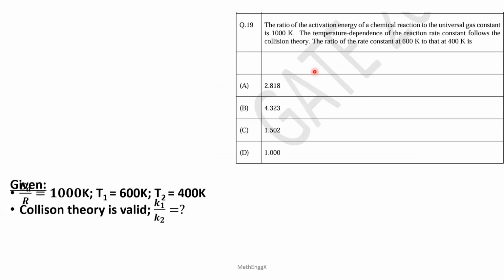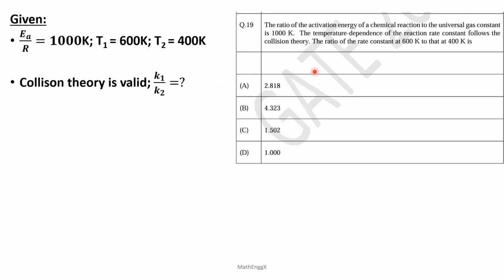So first let us note down the given parameters. We have the ratio of activation energy to universal gas constant, Ea by R, equal to 1000 Kelvin. And we are given two temperatures of interest, 600 Kelvin and 400 Kelvin. So given the validity of collision theory, we need to find the ratio of rate constants. So let's look into the solution.